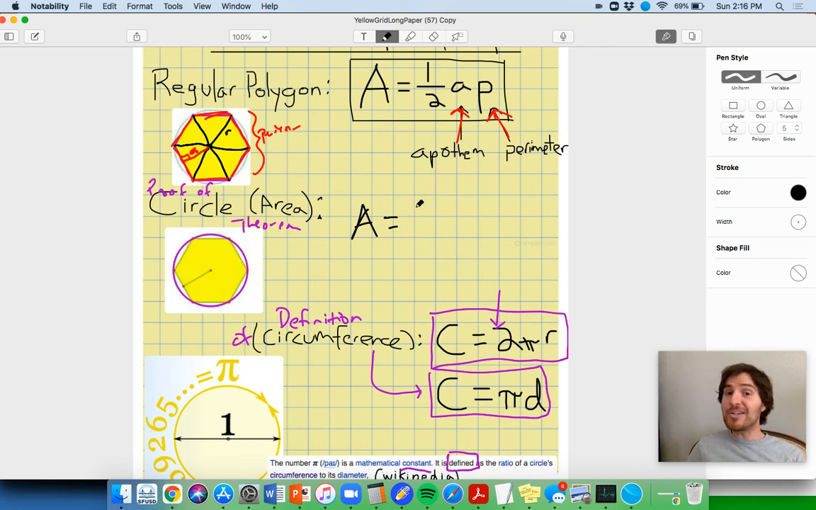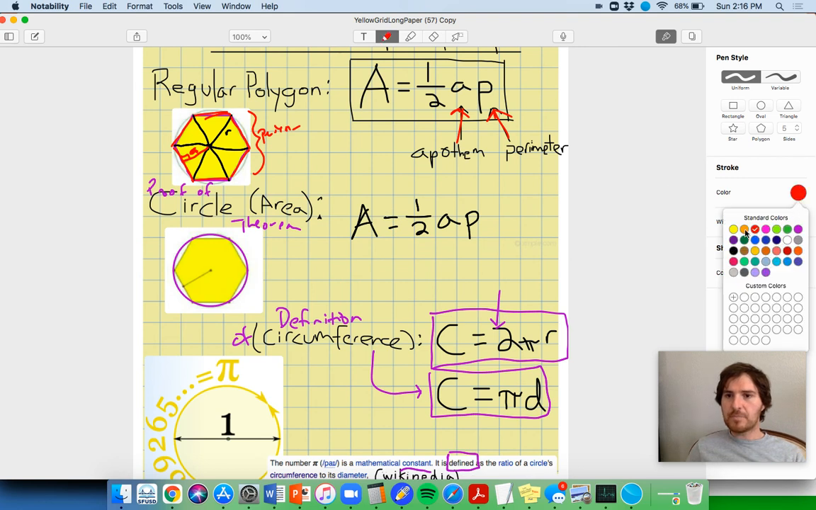Well, what I'm actually going to do to prove this is I'm going to put in the area of a regular polygon formula up top here. I'm just going to put this in. I'm going to pretend this circle is a regular polygon. And then we'll think about what the perimeter is for a circle and what the apothem would be for a circle, okay?